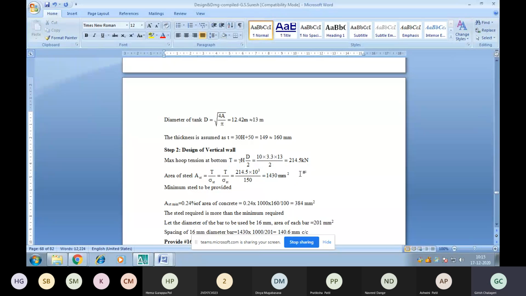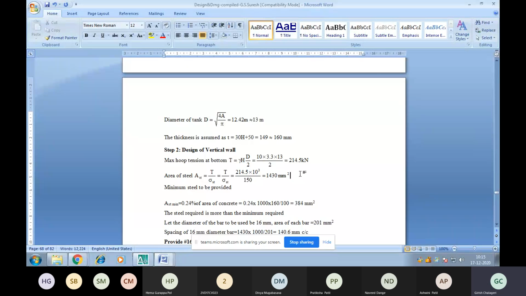Once we have the hoop tension in the walls, what could be the reinforcement provided for that area? That is T divided by sigma ST. Sigma ST is 150 here. So T is 214.5 kilonewtons, multiplied by 10 raised to 3 to convert into newtons, divided by sigma ST, that is 150 Newton per mm square. The Newtons get cancelled, leaving mm square. So the area of steel required for this vertical wall, at maximum hoop tension at the bottom, will be 1430 mm square.